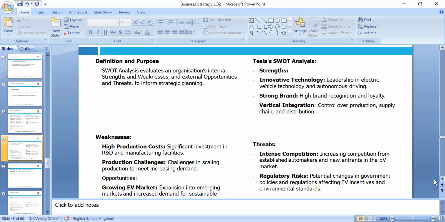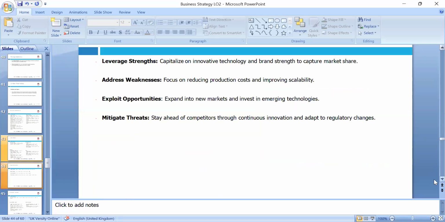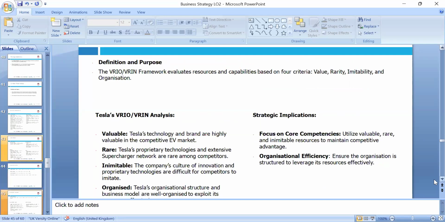SWOT is strengths, weaknesses, opportunities, and threats, and Tesla is using these resources effectively to minimize the threats and obtain the opportunities. Yes, there are the regulatory risks, there is the growing electric vehicle market, and high production. Leverage strength by capitalizing on innovative technology, address the weaknesses by focusing on reducing the production cost, exploit the opportunities in new markets and emerging economies, and mitigate threats by adopting regulatory change and updating with the new laws and regulations.